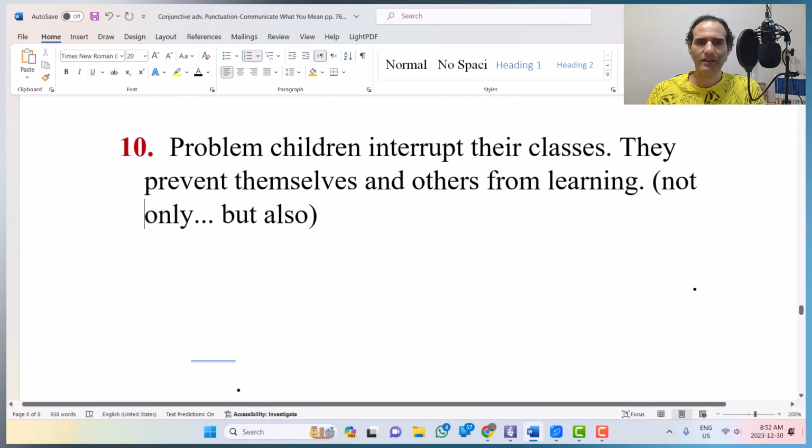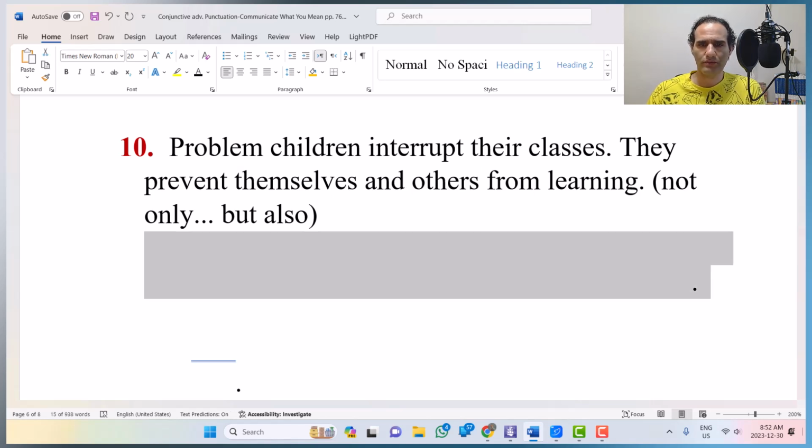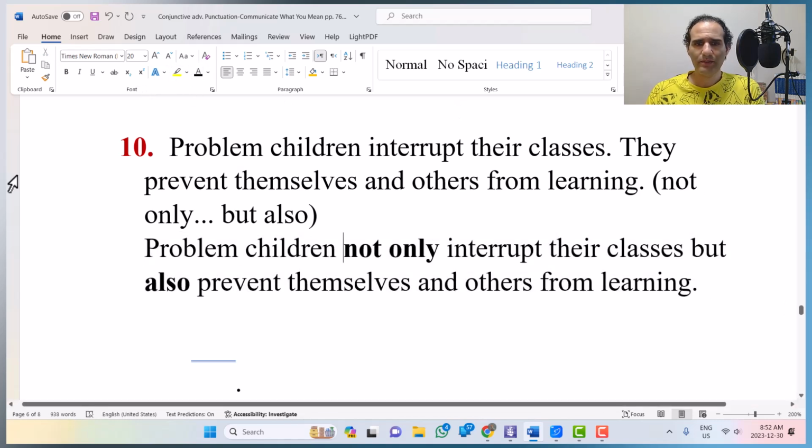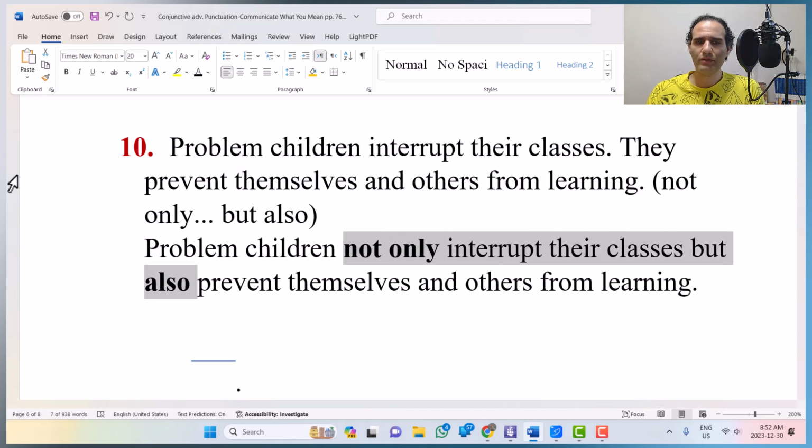Number 10, problem children interrupt their classes. They prevent themselves and others from learning, with not only but also. Problem children not only interrupt their classes but also prevent themselves and others from learning. So here we have problem children as the similar and shared subject with these two sentences, not only verb phrase but also verb phrase.